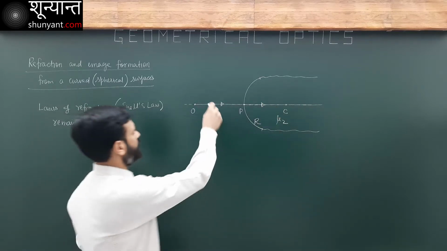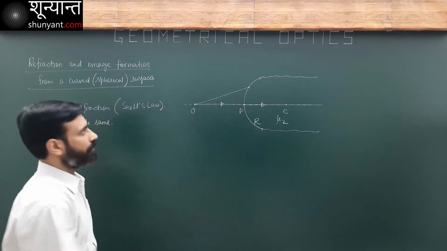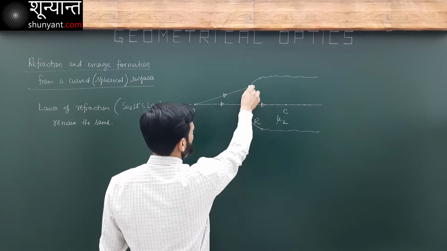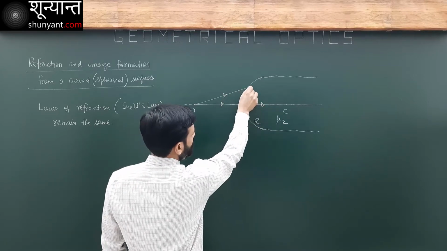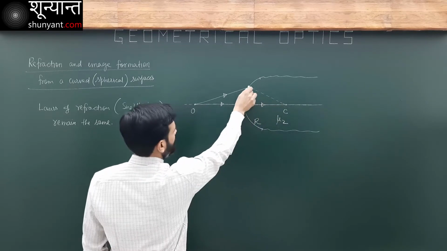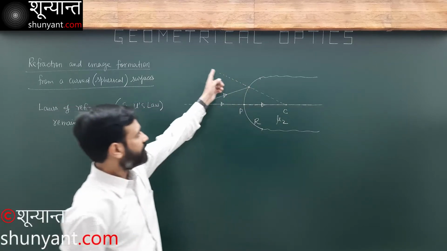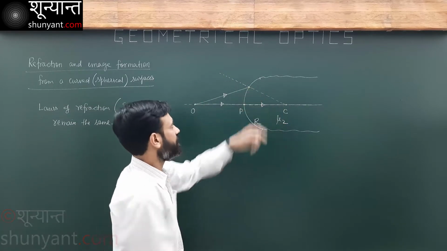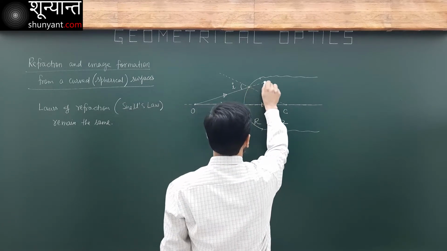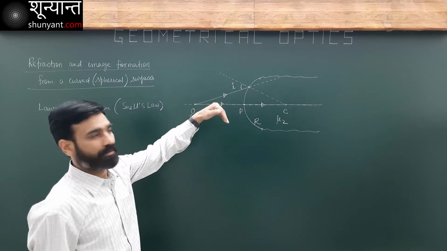I need one more. Let's take a general light ray like this. This is the point of incidence. At this point, a refraction will happen. Let me find the normal. Very simple: simply join it with the center. That's it. This line becomes the normal at this point, and this becomes the angle of incidence. This is the original direction of this light ray. It is going to bend.